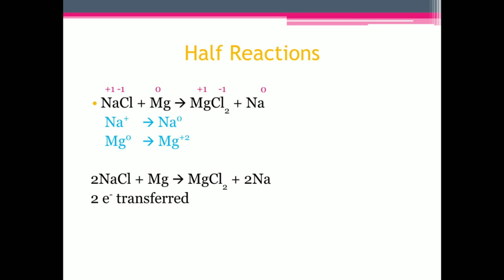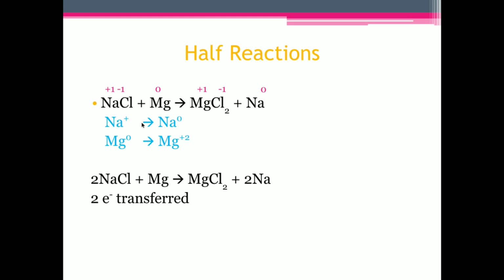From there, to write the half reactions, what you'll do is find the symbols that are changing oxidation state. So we can see that sodium changes from a +1 on the reactants to a 0 on the products, and magnesium is changing from 0 to +2. Now, this is the first step of each half reaction. Notice in the half reactions, the symbols are the same on both sides, but we must include their charge to show they are changing. Now we need to make sure charge is conserved.